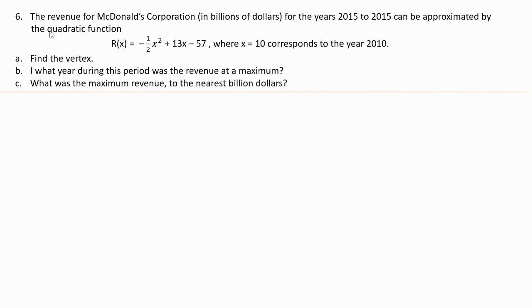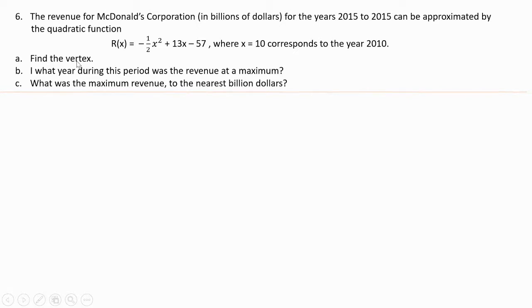So this is like the same year. This is supposed to be, I believe, 10, guys. My bad about that. That's supposed to be 10 then, 2010 to 2015. R of x equals negative 1/2 x squared plus 13x minus 57, where x equals 10 corresponds to the year 2010.